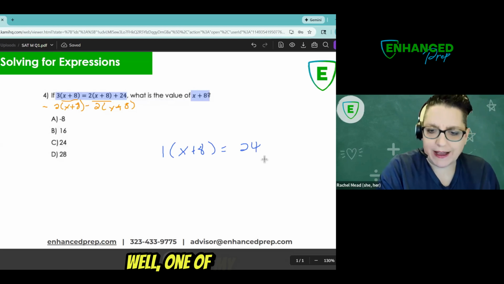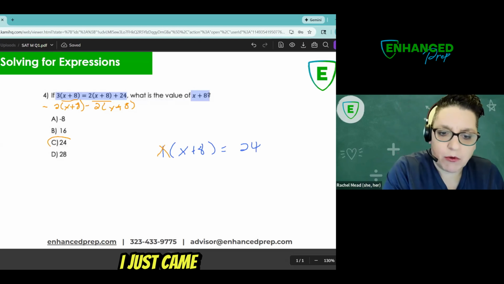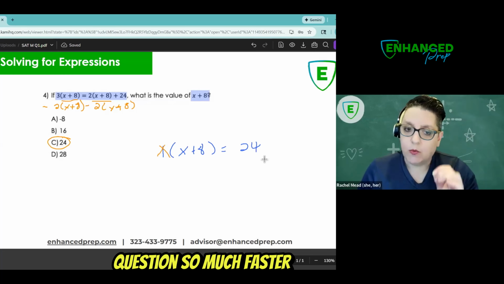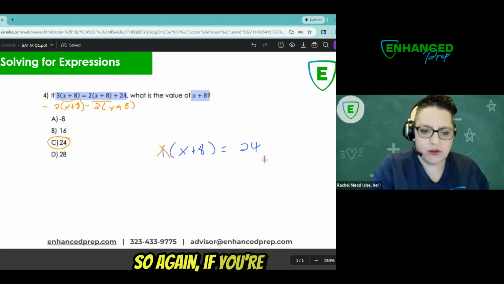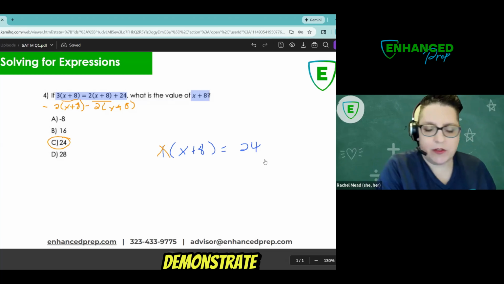Well, 1 of my x plus 8 is the same thing as saying x plus 8. I just came through and I solved this question so much faster with so much less opportunity to make a careless error. So again, if you're struggling to recognize this concept, we can also demonstrate it this way.